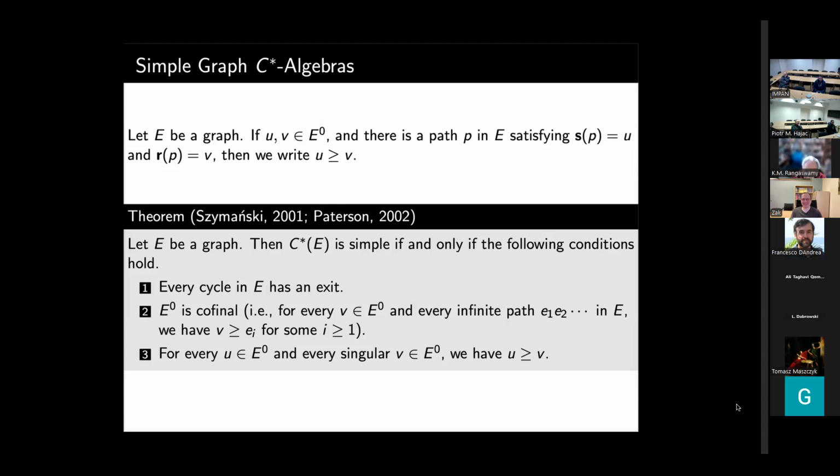By the way, congratulations on spelling Szymański correctly. Oh yeah, I try. I'm not going to... How do you pronounce it? Szymański. Yeah, perfect. Very good.